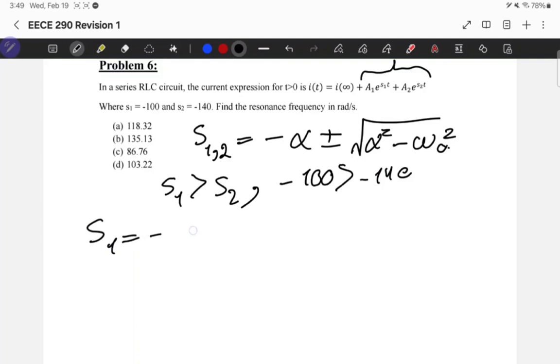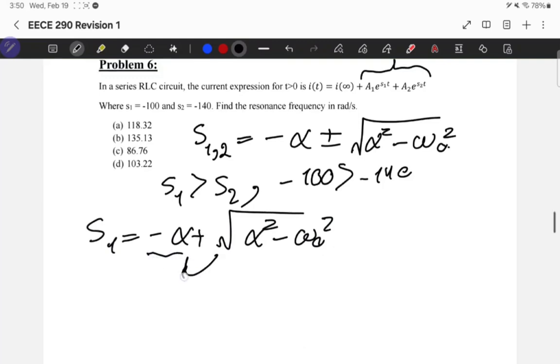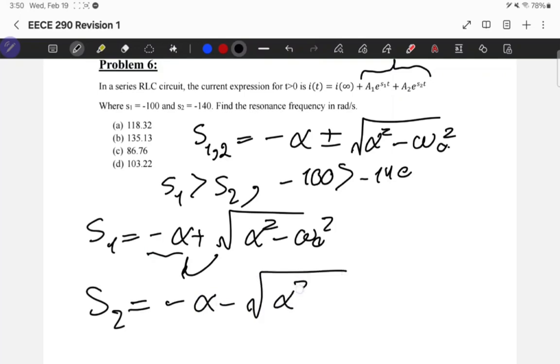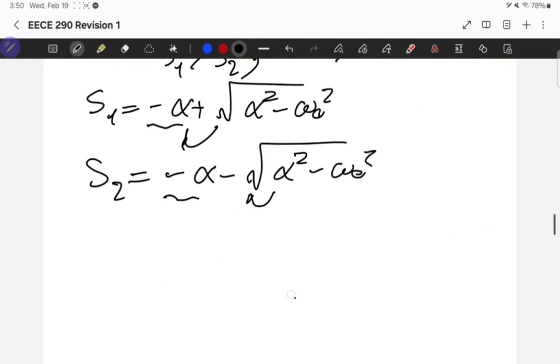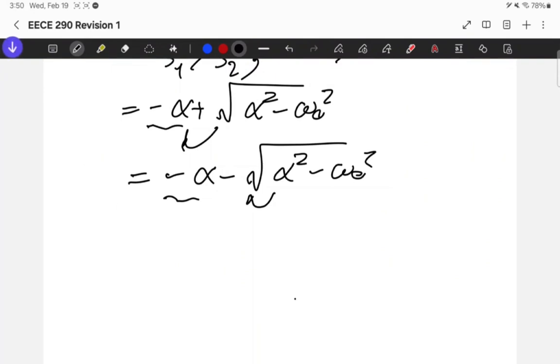Therefore, S1 is equal to minus alpha plus square root of alpha square minus omega 0 square. Why did I choose plus? Because I have a negative value and I add to it something positive, so it's negative, but now it increases. Contrary to S2, which is minus alpha minus square root of alpha square minus omega 0 square. So I have something negative and I subtract something positive from it, so it becomes more negative. So I know that S2 is less than S1, therefore I choose the minus sign for S2 and the plus sign for S1. Basically I have S1 and S2, so this becomes two equations with two unknowns. I know that this is minus 100 and this is minus 140.